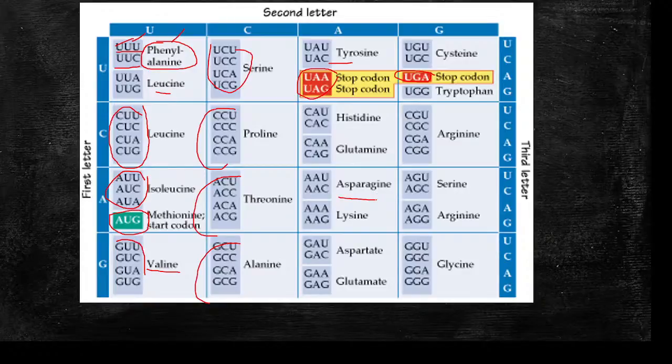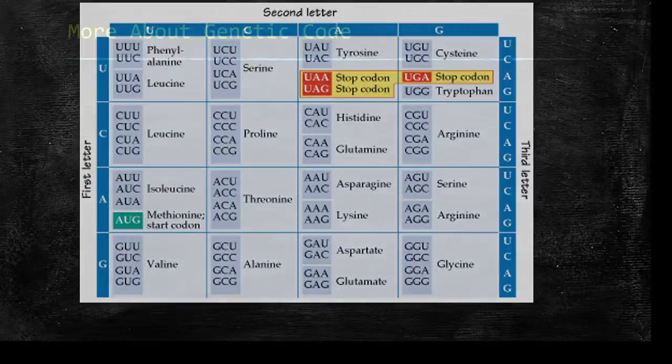So in summary of this genetic code, more than one codon can code for one single amino acid. All 20 amino acids are coded by these 64 codons. Methionine AUG is the start codon. And UAA, UAG, UGA are called nonsense codons, that is, they are stop codons. These are the important features of the genetic code.